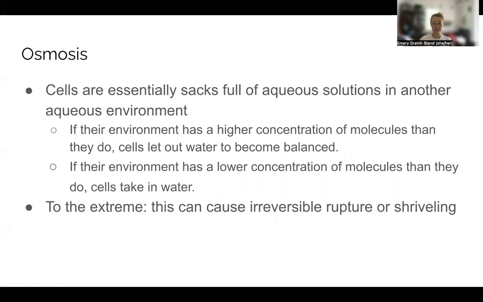And when their environment has a higher concentration of molecules in it than they do, the cells let out water to become balanced with their environment, right? So the energetically favorable situation, in terms of physics, in terms of statistical mechanics, would be for the environment and the cell to have equal concentration to each other. So when they are out of balance, the cell either lets out water to become balanced or takes in water. And to the extreme, this can cause irreversible rupture or shriveling of a cell, and can cause the organism basically to die because it's not in balance with its aqueous environment.